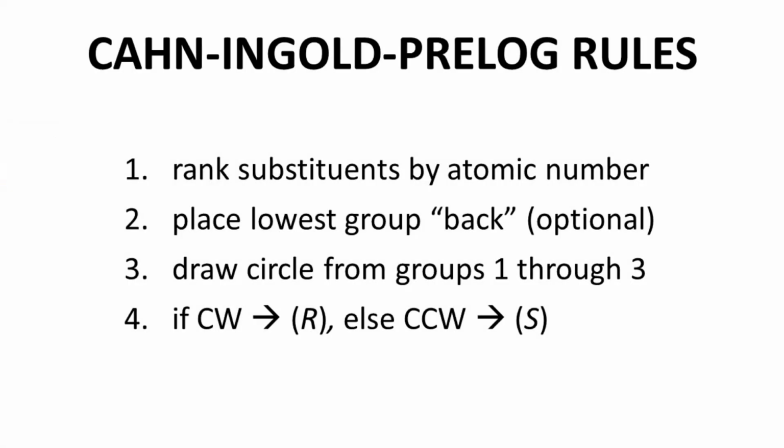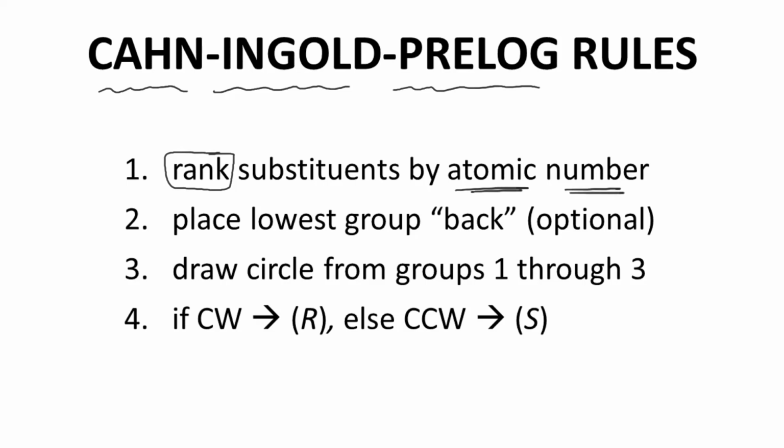R and S stereochemical configurations are determined through a set of rules called the Cahn-Ingold-Prelog rules. The steps on the screen are the ones I usually follow. After you identify your stereocenter, after you're sure that you do have a stereocenter, you need to rank the groups on the chiral atom. This is typically a carbon atom, and ranking is based on the atomic number of the substituent.